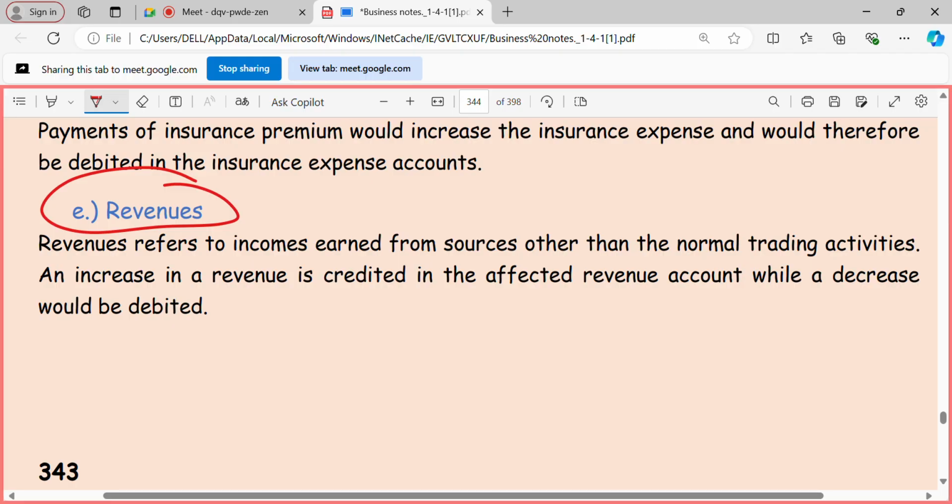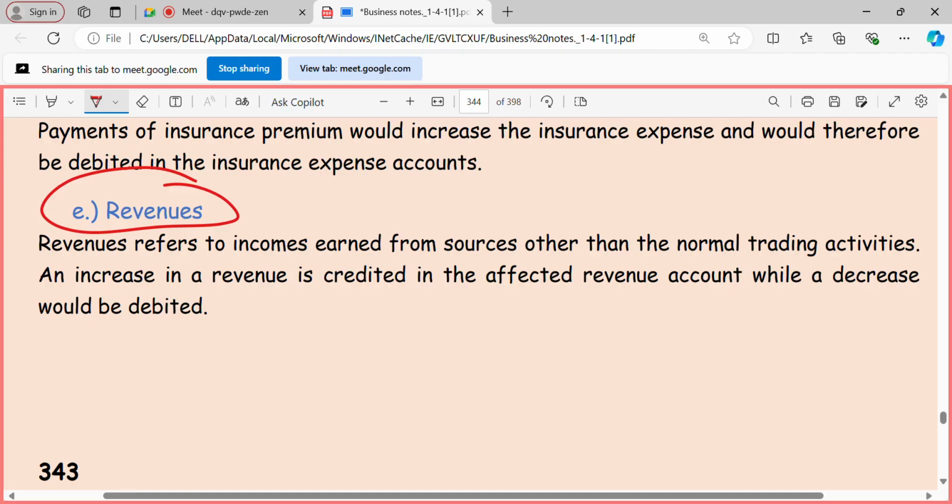Let's talk about revenues. Revenues refers to incomes earned from sources other than the normal trading activities. So the revenues that you are able to get from your business, for example, the discount received, the commissions earned. The commissions that you are given, the discounts, those are revenues.